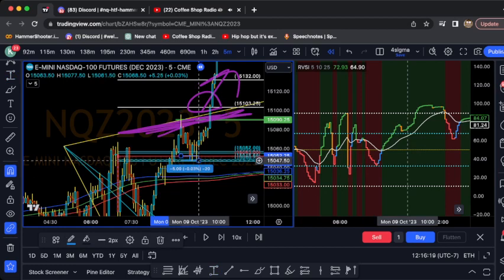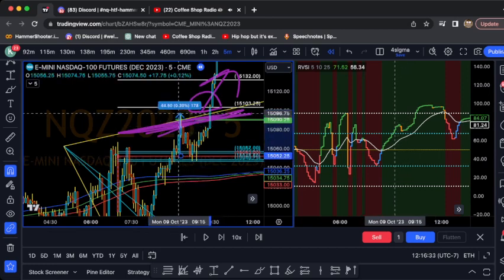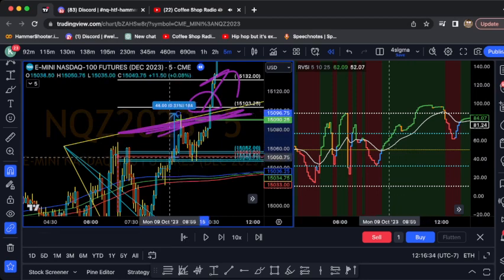I mean, for a mini, that's only like $100. And for half the size, $50. So it's not a bad trade, because the long is working. And if you did take that long for the first run, you got at least 40 points on that trade. So it's not a bad trade.